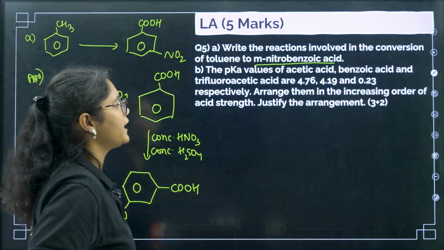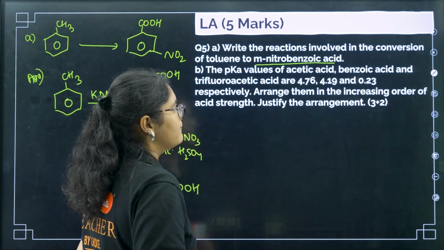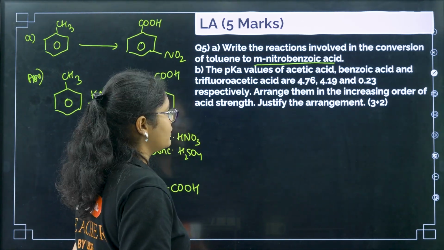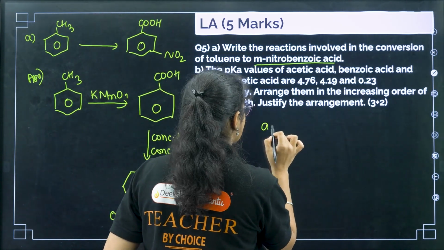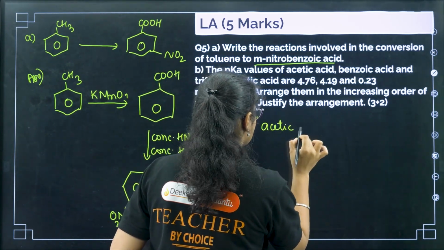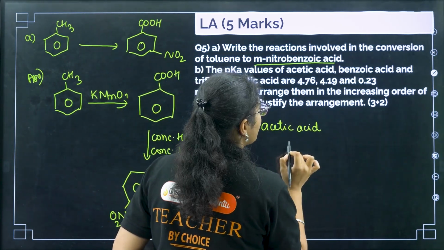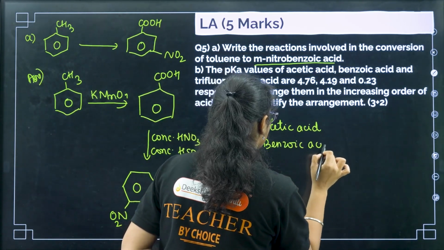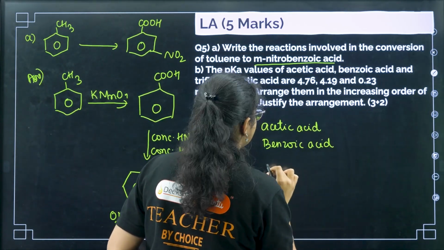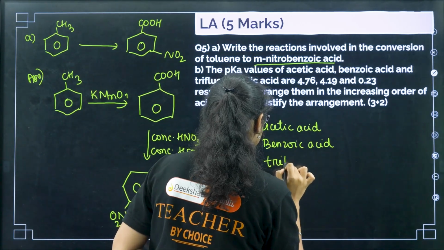Next question: the pKa values of acetic acid, benzoic acid and trifluoroacetic acid are given. So you have acetic acid, then you have benzoic acid, then you have trifluoroacetic acid.